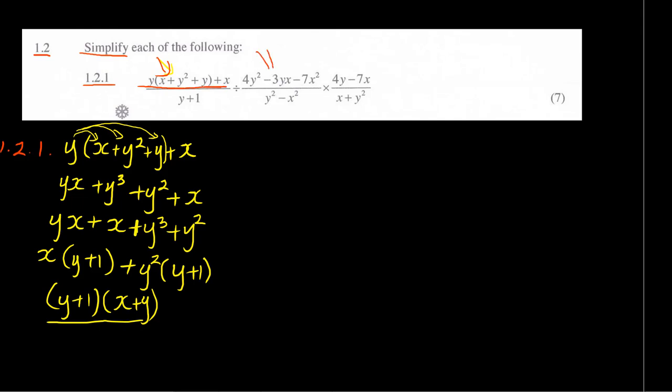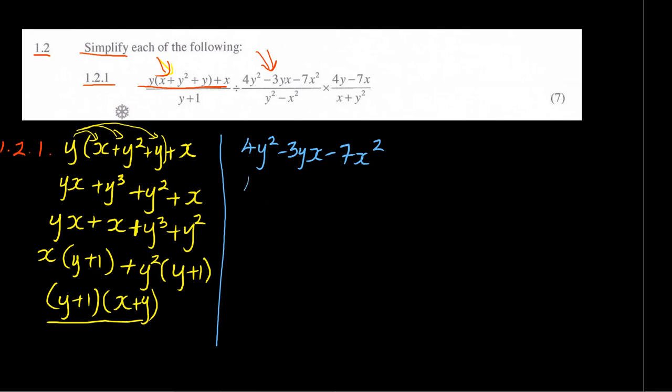Now if I'm to simplify that particular numerator, I can use a different pen. I'm given 4y squared minus 3yx minus 7x squared. Now this one uses the concept of the product sum method. I will encourage you to go through the lesson that I did on the product sum method.